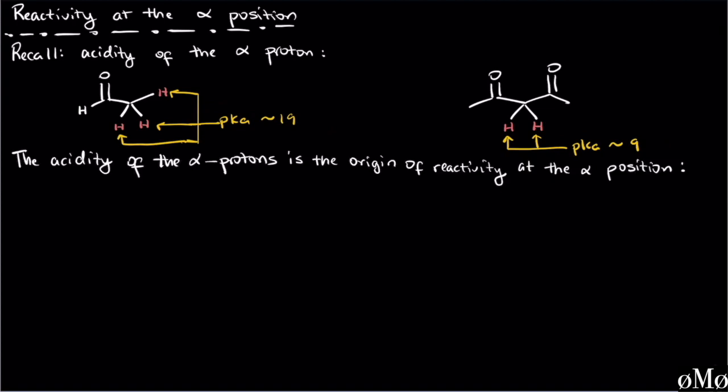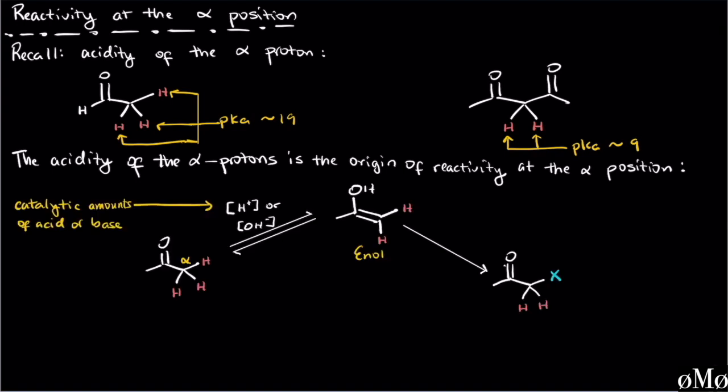And it's actually this acidity that is the origin of reactivity at the alpha positions of carbonyl containing compounds. Because these protons can be somewhat acidic, you can use a strong enough base to deprotonate those positions and engage in reactivity at that position.